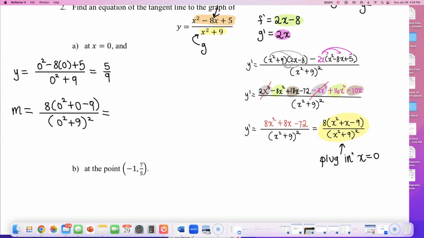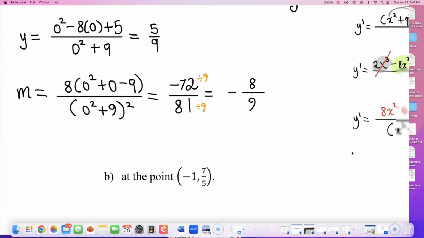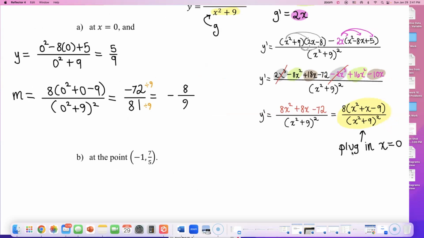What's that? Let's try that. The numerator will be 8 times negative 9. So I will get negative 72. The denominator will be 9 squared. So that will be 81. I can reduce this fraction if I divide both by 9, right? This becomes negative 8 over 9. So we got the slope. So we have the slope, x, and y.